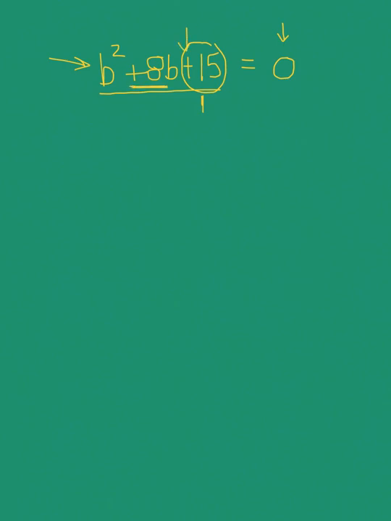add to positive 8. So if I take all the numbers for 15, so 1 and 15 and 3 and 5 are the only ways to get to 15, since the pair of 3 and 5 multiply to 15 and add to 8, that is how I'm going to factor this down. So it's going to be b plus 3 and b plus 5. And we're just going to move the equal 0 down.